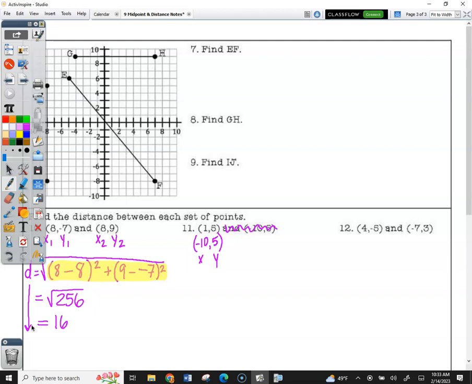Every single one of these problems is the exact same thing. The difference right here is I didn't tell you the points. I'm giving you the graph. You would have to read the graph and say, oh, okay, well, what are the coordinates of E? Careful. A little hard to see. It's left 5, up 6, and F is 7, -8. Then you would apply the formula. So that's the difference. If I give you the graph, you have to read the coordinates first, then apply the formula. All right?